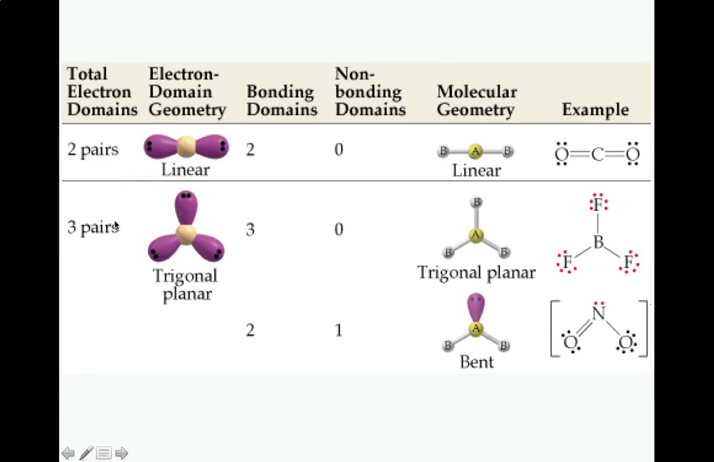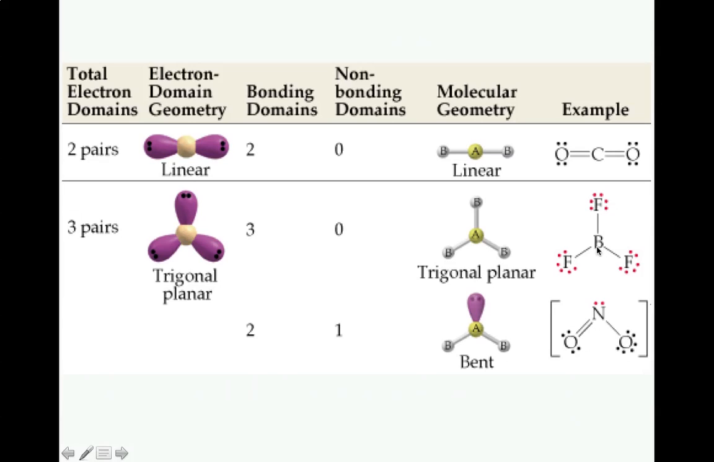Once I start adding electron pairs, or electron domains, or electron clouds, it starts to get a little bit different. So I could have 3 electron domains, and all 3 of them be bonds. An example of this would be boron trifluoride, which, remember, in the last notes we said was one of the exceptions to the octet rule. These fluorines each have an octet, but the boron does not.